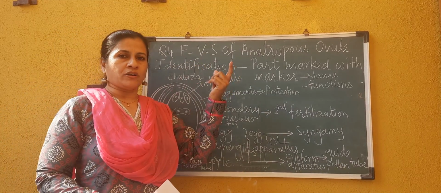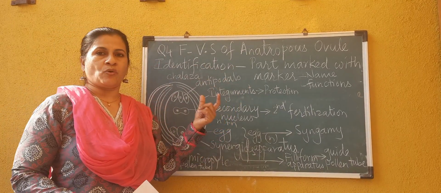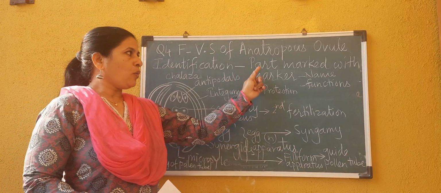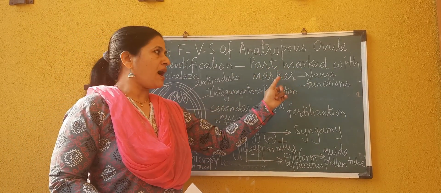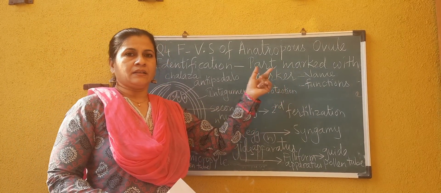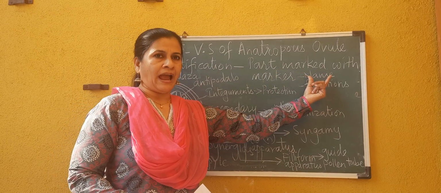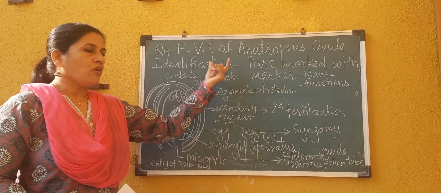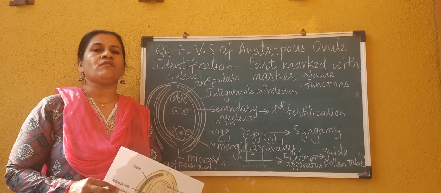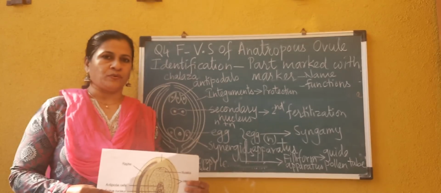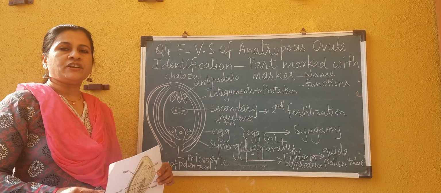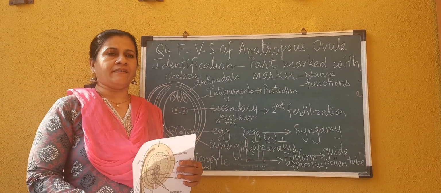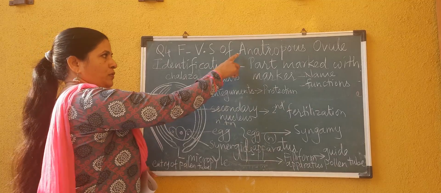Either the model or chart of Anatropous ovule will be displayed with any part marked with a marker. That part you have to name and you have to give functions of that part. So we are going to see parts of an Anatropous ovule. Majority of the angiosperms have Anatropous ovule.